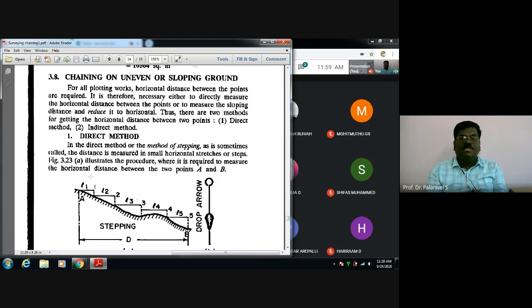So chaining on uneven or sloping road is easy to follow. How do you do chaining on uneven or sloping road? That's the direct method. You read it. Whatever is written here, all the text, you read it later.